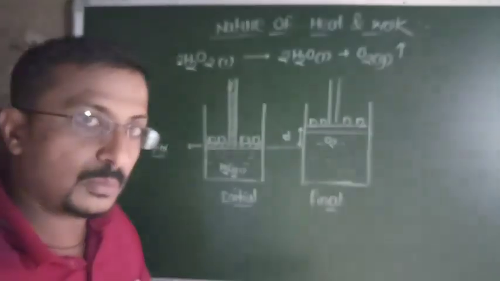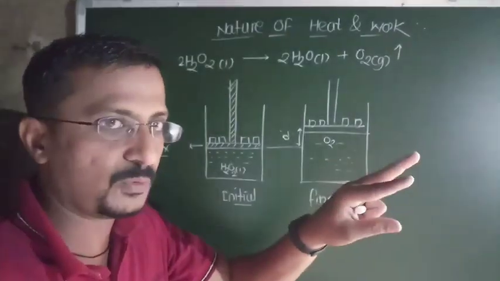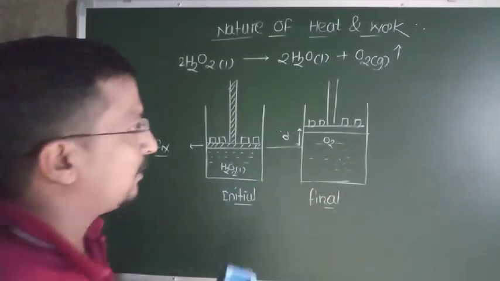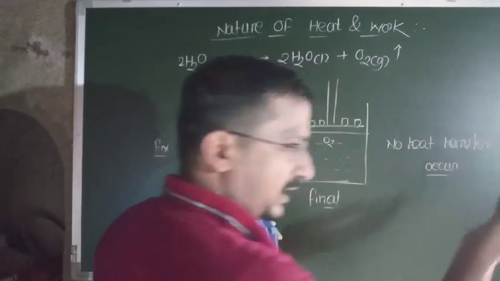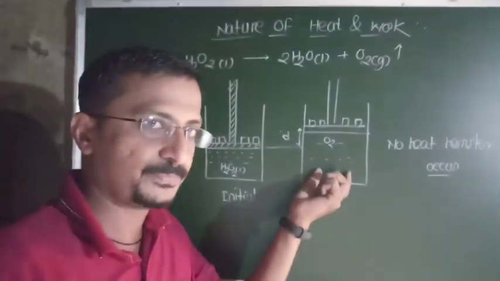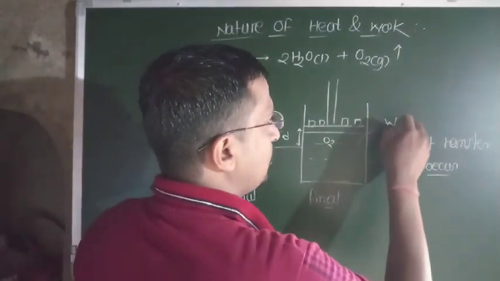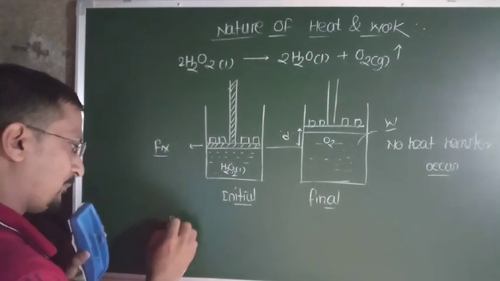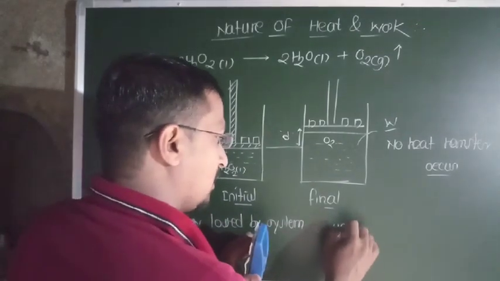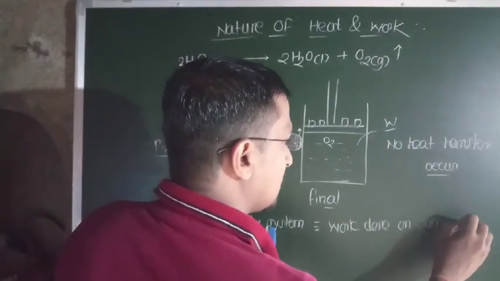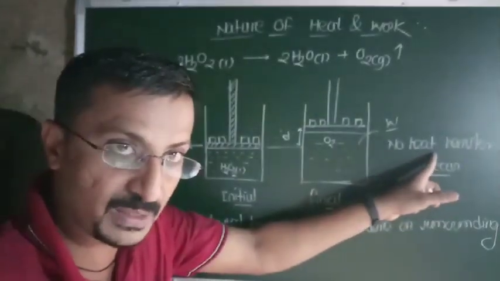So during the motion of the piston in upward direction, the energy of the system exchanges with the surroundings in two ways: heat Q and work. But suppose no heat transfer occurs. Then the energy of the system that is utilized in pushing the piston upward is completely converted into work. Means energy lost by the system is exactly equal to work done on the surrounding. This condition is very important: if no heat transfer occurs.